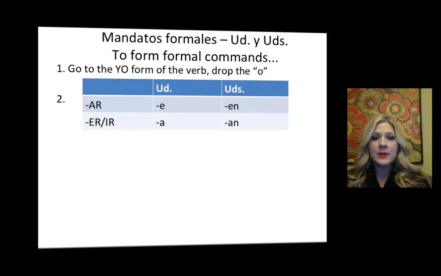And then our second step is to put on the endings that are associated with usted and ustedes commands. So if you'll look at this chart, if it's an AR verb, the endings will be E for usted and EN for ustedes. And if it's an ER-IR verb, your endings will be A for usted and AN for ustedes. So you need to memorize those endings. So I suggest making a flashcard that says how to form formal commands on one side, and on the back, put these 2 steps. Go to the O form of the verb, drop the O, and then put these endings on there. And then just make sure that you're able to recite it as I am.